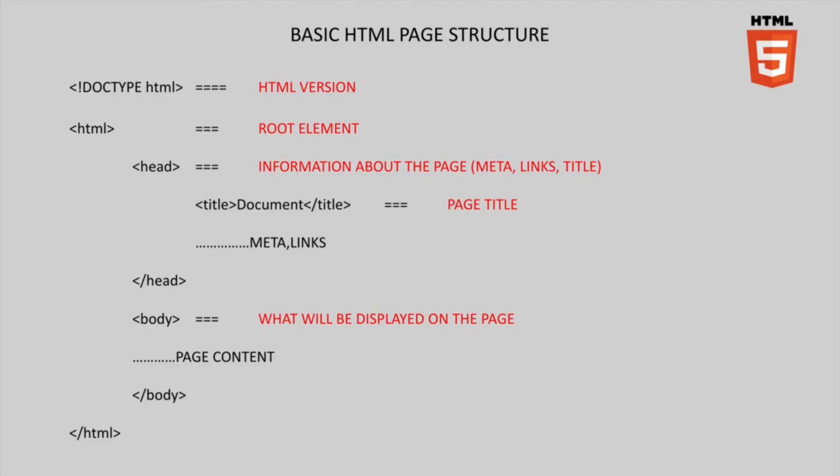You see, all HTML documents follow the same basic structure so that the browser that renders the file knows what to do. At the very top, we have a doctype declaration that tells the browser what HTML version the page is written in. The doctype you see in the slide corresponds to the latest version of HTML, which is HTML5.